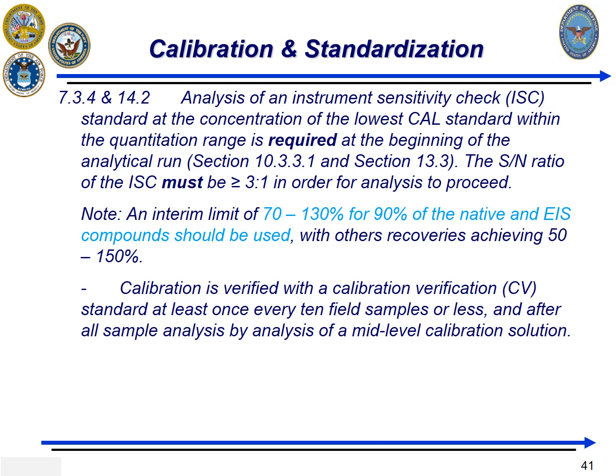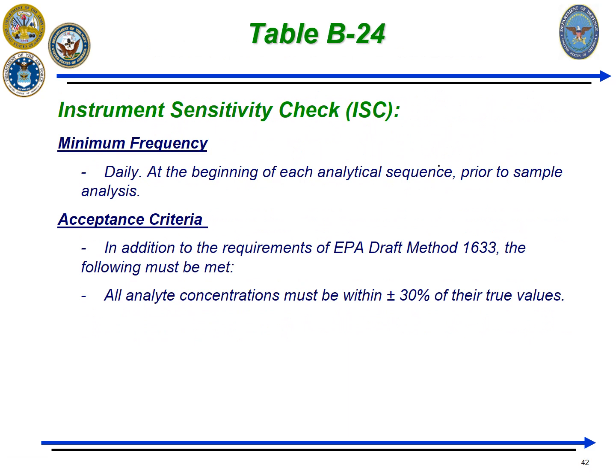So note we have, again, something highlighted in light blue here, and that indicates that we have a clarification in our table B-24. And basically that clarification is that all analyte concentrations must be within plus or minus 30% of their true values. We do not allow for 10% to fail this criteria. We are saying that we're going to be a little bit more stringent, and all of the analytes and EISs must meet this 30% criteria.